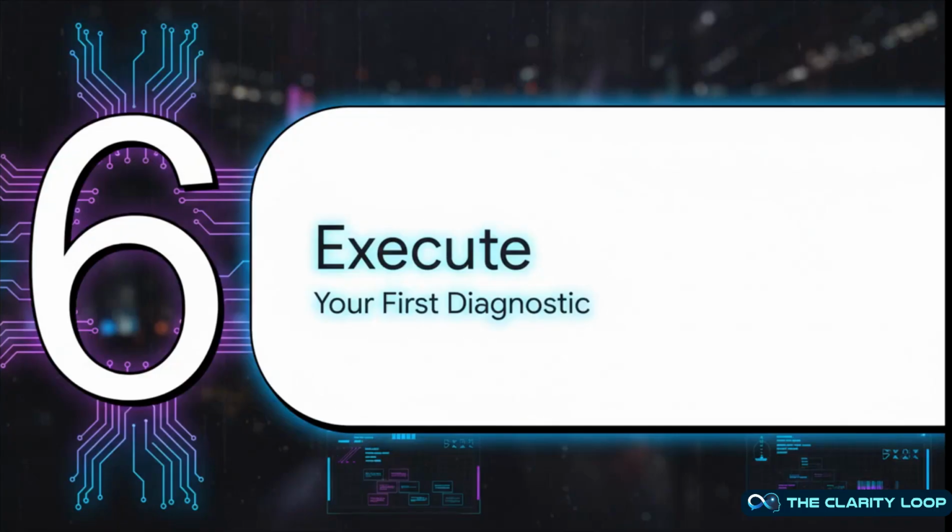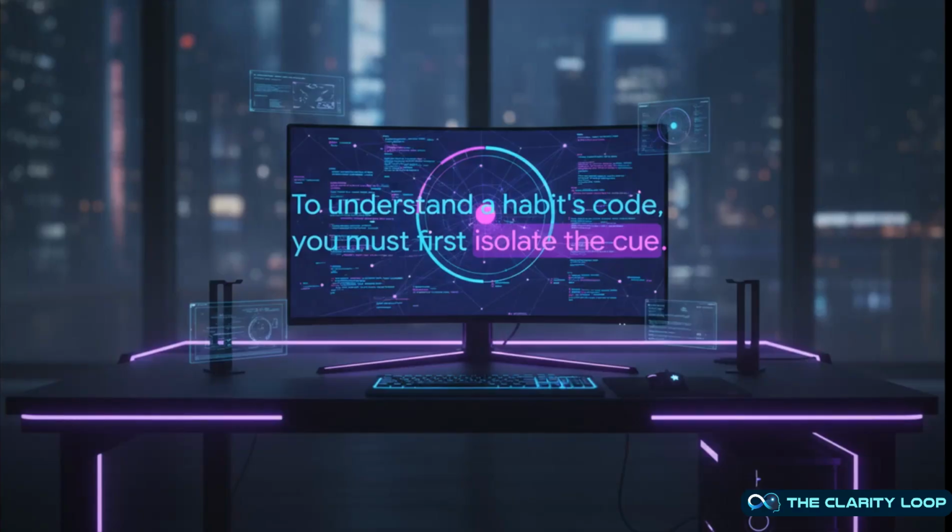Okay, let's move from theory to execution. Your first task isn't to change a habit. It's simply to analyze one. From this point on, you are the system architect. And remember this, the routine is obvious. The reward can be figured out. But the cue is the invisible trigger. Finding it is the single most critical step in debugging your own programming.